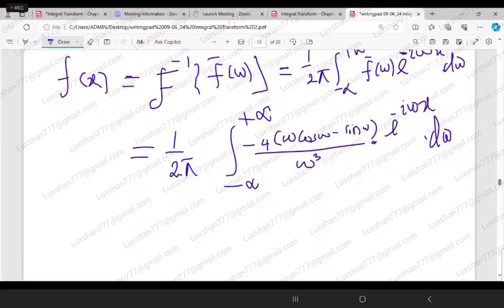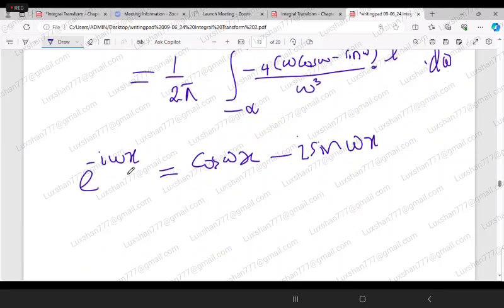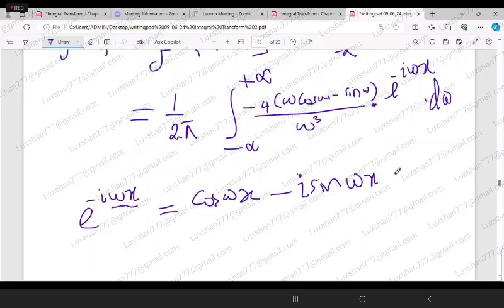Now what I am going to do is, for this one, e to the power minus i omega x. According to the definition, I can put this as cos omega x minus i sin omega x, isn't it? e to the power i omega x is equal to, this is my theta, i omega x, into cos omega x minus i sin omega x.